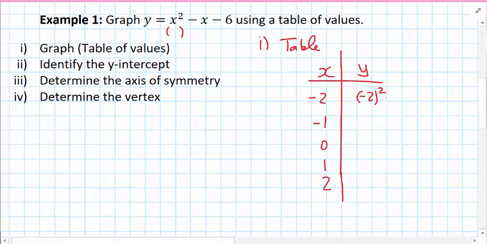Okay, so let me continue here. So it's negative, again, you could put brackets here if you like. Well, I'll just put it like this. Actually, let's put brackets. Minus 6. And that gives you something. So negative 2 squared is 4 plus 2, 6 minus 6 is 0. Is everyone okay with that?